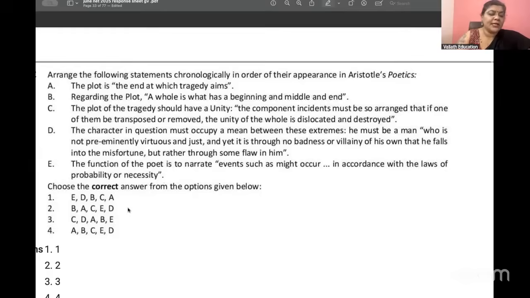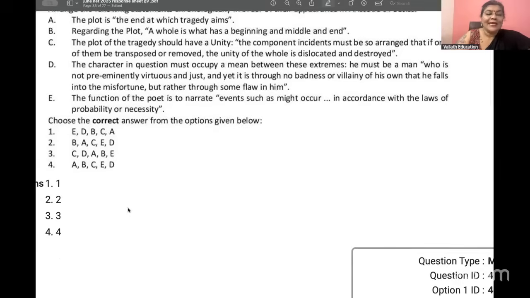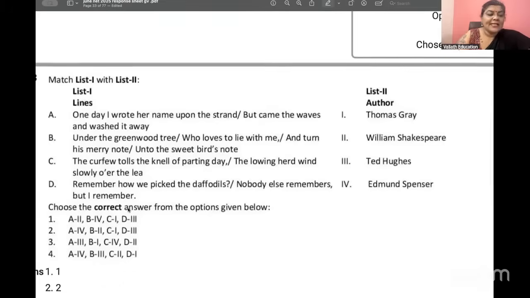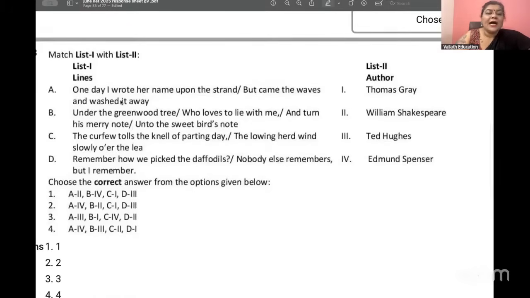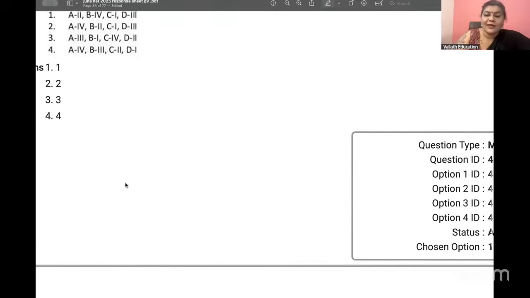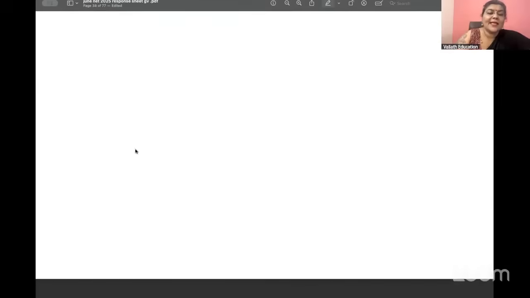I'm not going into this. Anyway, it has to be contested, I think. Next one, very easy. One day I wrote her name, I don't know. Under the Greenwood Tree, I know it is Shakespeare. The Curfew Tolls, I know it is Thomas Gray. So with B2 and 3-1, there is only one option, that is 2. Got it? Why are you even reading the rest? Because you know what is there. You know some things that are there.